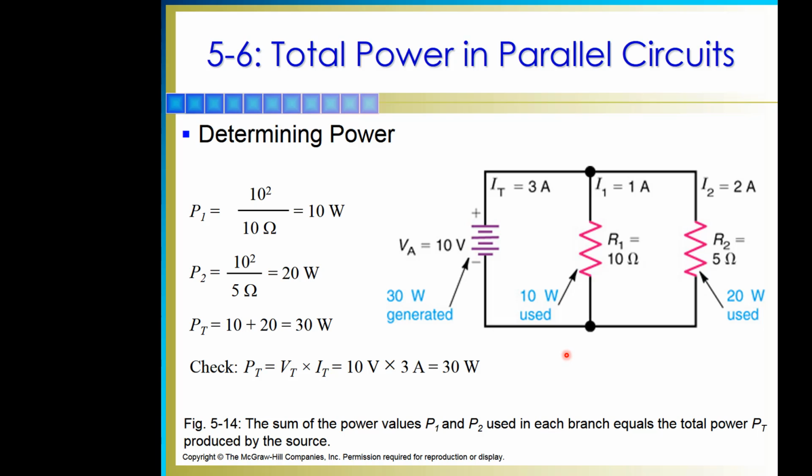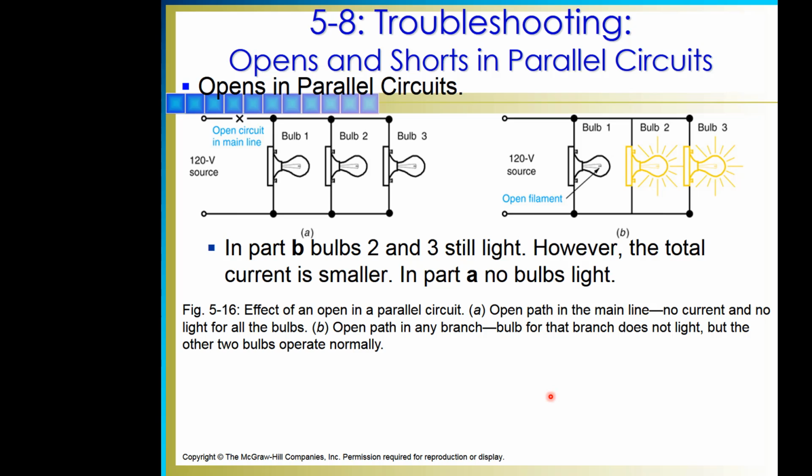Here we're just showing that our power adds up the same way for our parallel circuits. 30 watts generated. We're using 10 watts on the first resistor, 20 watts on the second resistor. Our power is the same formulas. Power adds up individually. Our total power is our total voltage times our total current. Both formulas should come up with the same answer so that we can check our answers.